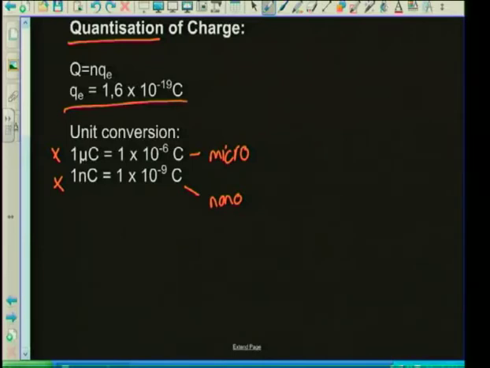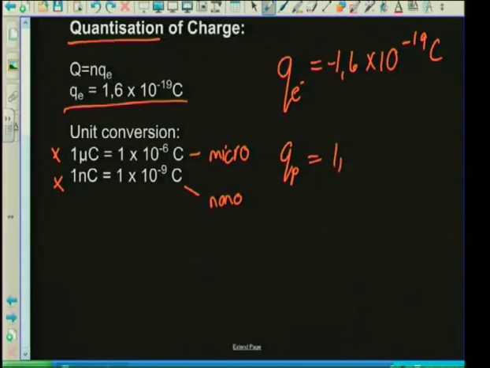1.6 × 10⁻¹⁹. That means the charge on the electron is -1.6 × 10⁻¹⁹. The charge on a proton is 1.6 × 10⁻¹⁹. An electron is negative, a proton is positive. Same value though, 1.6 times 10 to the minus 19.